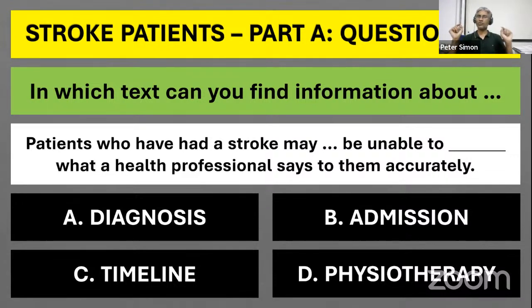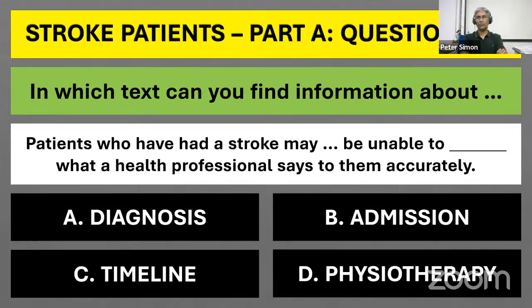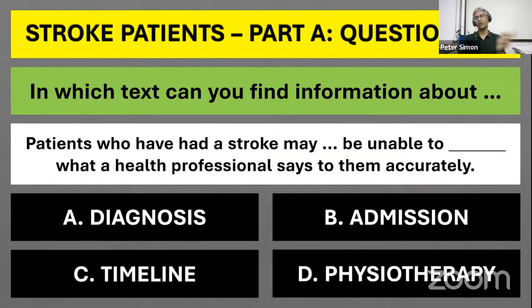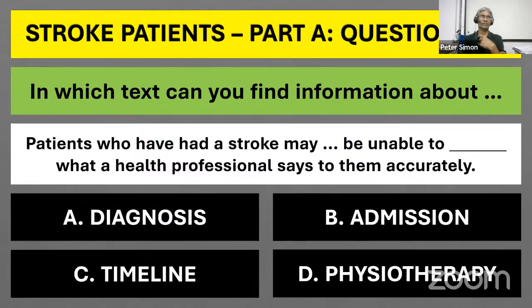Verb. Patients who have had a stroke may be unable to understand, to follow, to implement, to comprehend, to digest. So here, "to" dash, this is called the to-infinitive. What do you mean by to-infinitive?